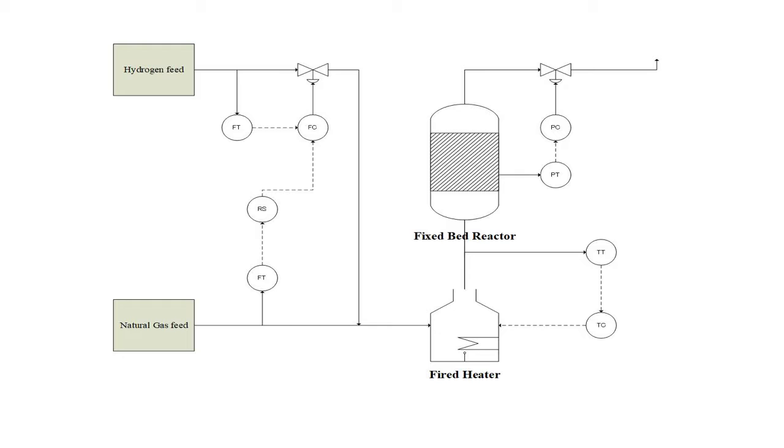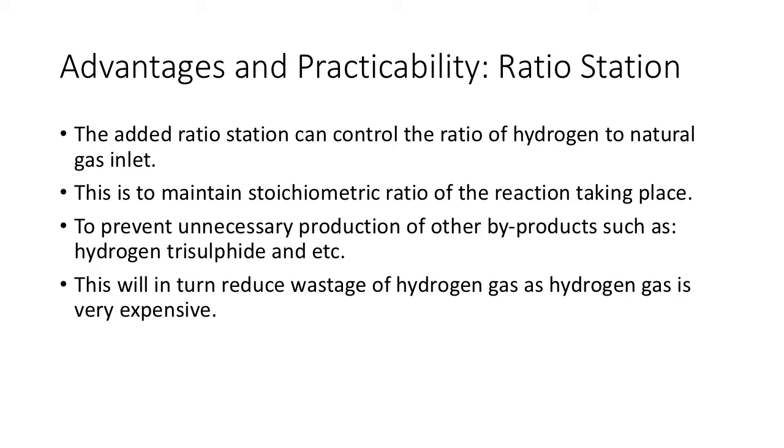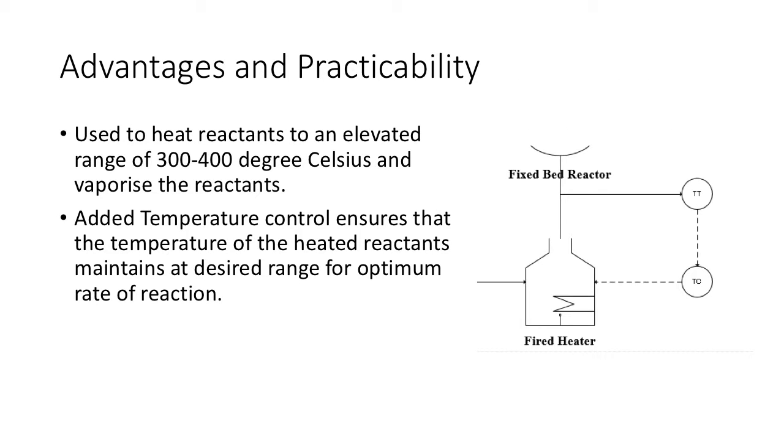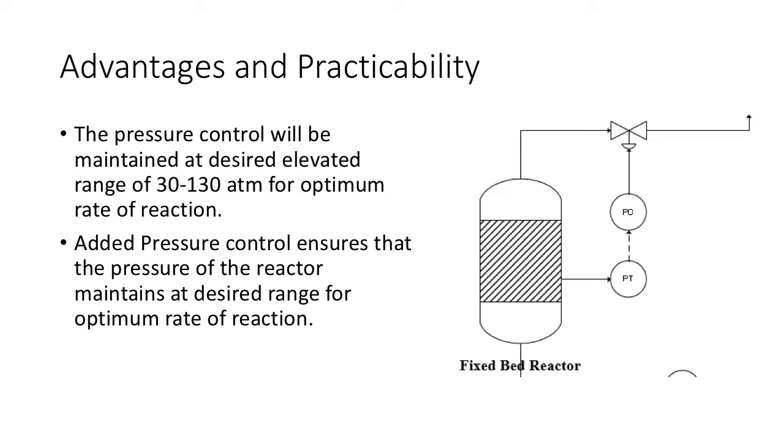In this case, feedback control is used as it is much cheaper, as well as the range of temperature and pressure being quite big enough to allow for offsets. The advantage of using a ratio station is the ability to maintain the stoichiometric ratio of hydrogen gas to natural gas to reduce formation of byproducts and reduce wastage of hydrogen gas, as it is very expensive. Next, the advantage of the fired heater is that it is able to heat up and vaporize the feed to the desired temperature and maintain it. Lastly, in the reactor, the pressure control will be able to maintain the pressure of the reactor to prevent overpressure and to achieve optimum rate of reaction.